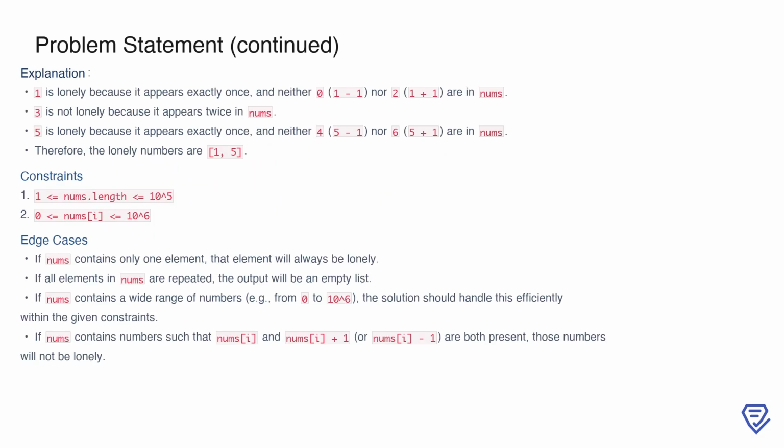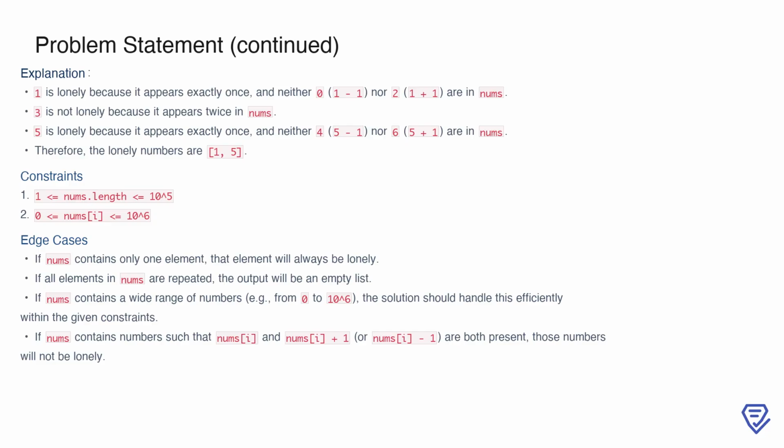output. Now, let's consider another example for more clarity. If the input array nums is 1, 3, 5, 3, the output would be 1, 5. Here, the number 1 is lonely because it appears exactly once, and neither 0, 1 minus 1, nor 2, 1 plus 1, are in the array. The number 3 is not lonely because it appears twice in the array, so it fails the condition of appearing exactly once. Lastly, 5 is lonely because it appears exactly once and neither 4, 5 minus 1, nor 6, 5 plus 1, are present in the array. As a result, the lonely numbers are 1 and 5.